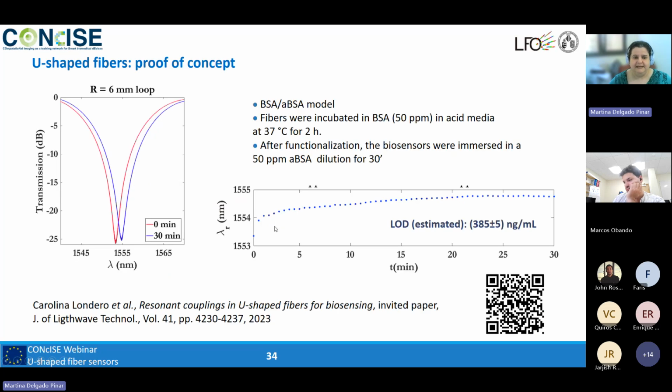We performed a BSA anti-BSA immunoassay, and we could see that for a concentration of 50 ppm of anti-BSA, there was a shift of several nanometers in wavelength, and it occurs in the first few minutes, 15 minutes, let's say. The limit of detection is not the best, but still, with the simplicity of this setup, it is very valuable.